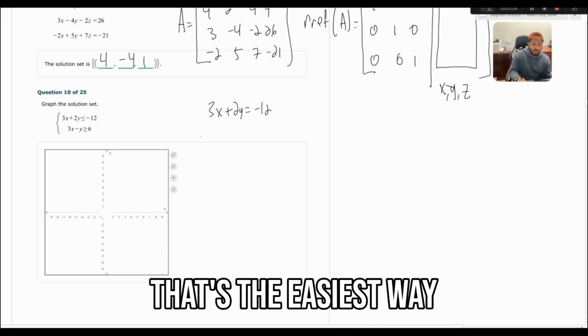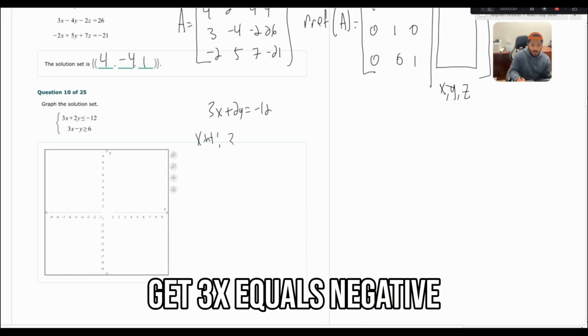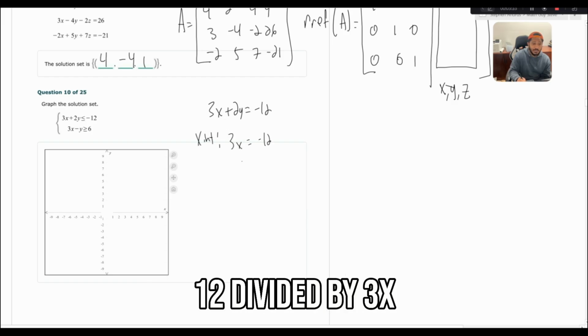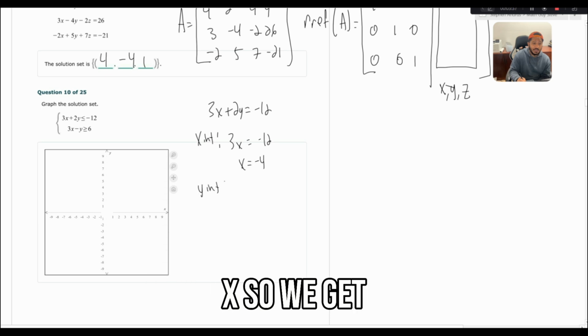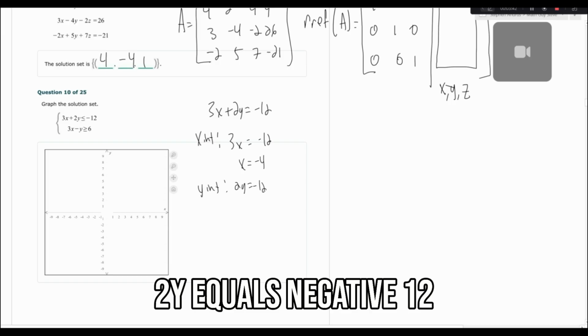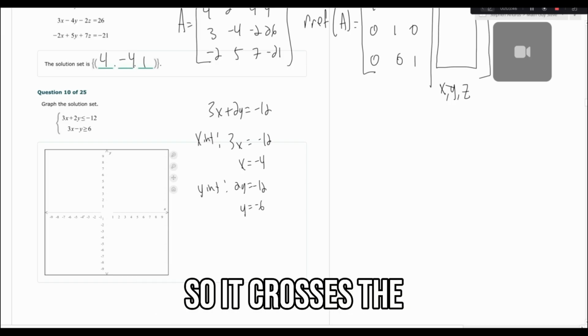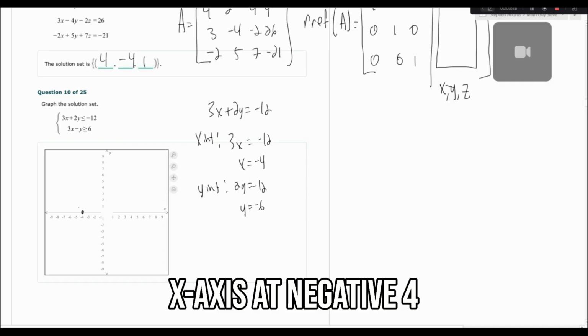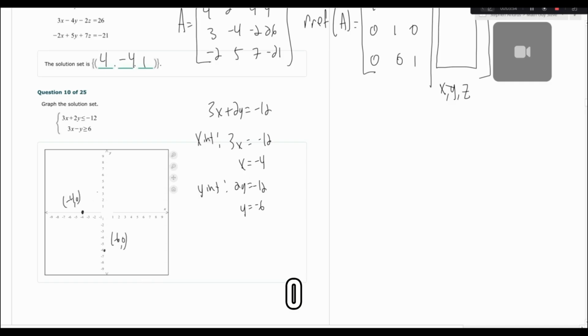Well, just find the x and y intercepts. That's the easiest way, right? So I find the x-intercept. We plug in 0 for y, so we get 3x equals negative 12, divided by 3, x equals negative 4. Let's find the y-intercept. Plug in 0 for x, so we get 2y equals negative 12, and so divided by 2, y equals negative 6. So that's where it crosses the x and y axis. It crosses the x-axis at negative 4, 0, and it crosses the y-axis at 0, negative 6. Then we put a line through it.